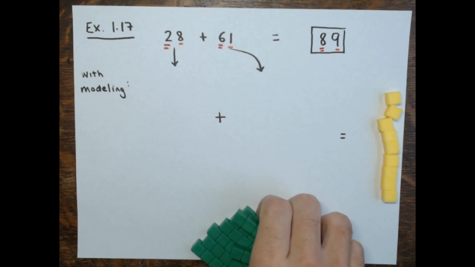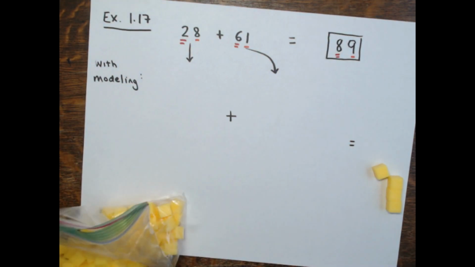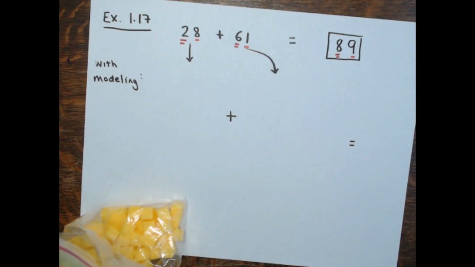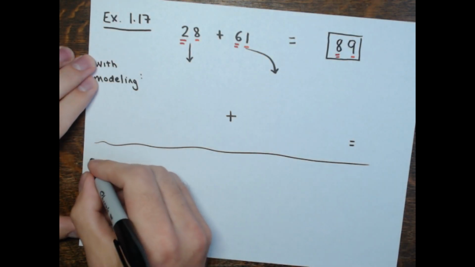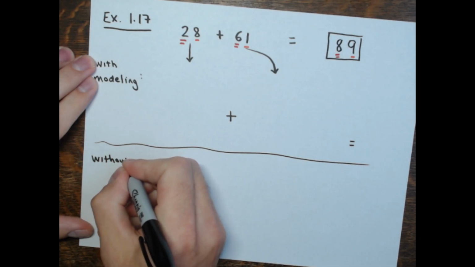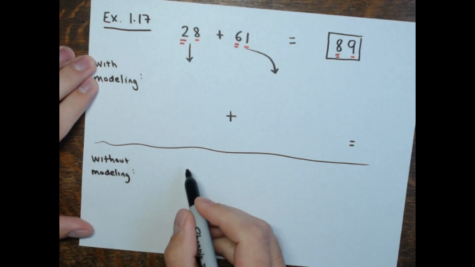Now, without modeling, all you're going to need to know how to do to add any whole numbers is know that table 1.1 from earlier. Know all of your single digit sums, 0 plus 0 up to 9 plus 9. So let me get rid of the blocks here. All right, so without modeling, they're going to suggest you do this.